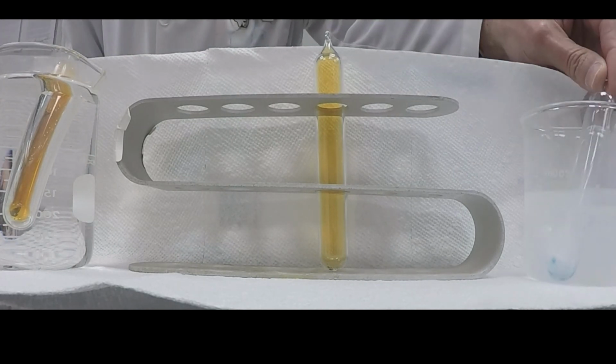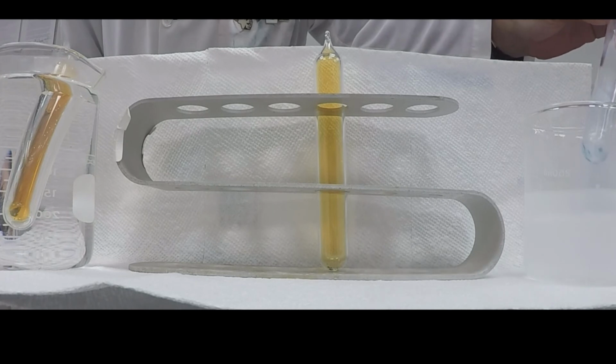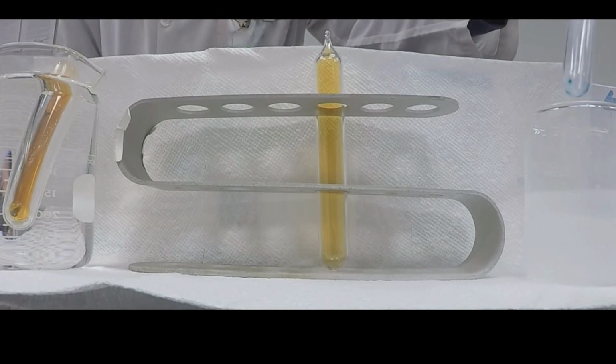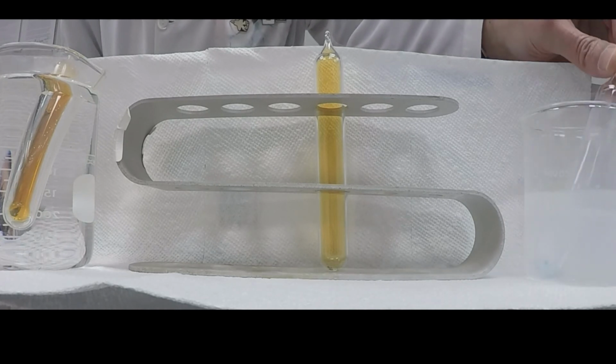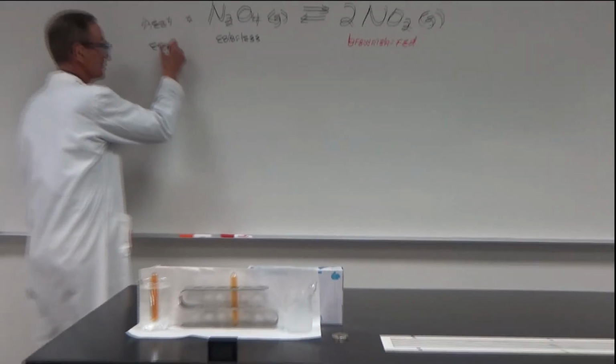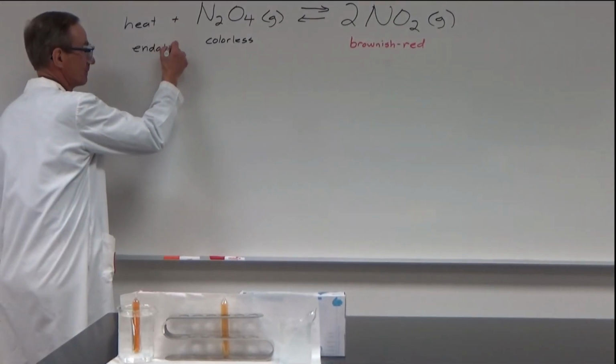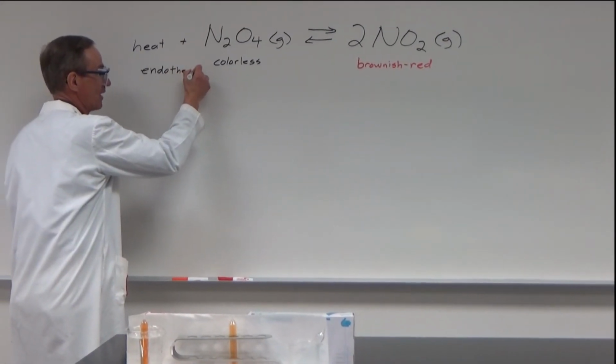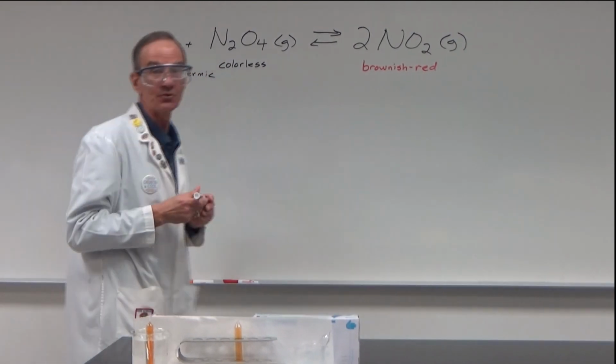In fact, we'll even see some bluish green liquid in there that's indicative of some N2O3 in that tube as well, but the brown color has completely gone away. So we conclude that this particular reaction is endothermic based on the color change with respect to temperature.